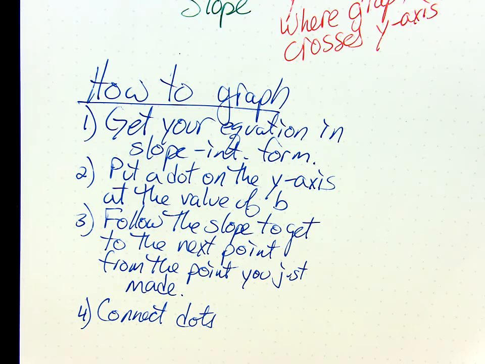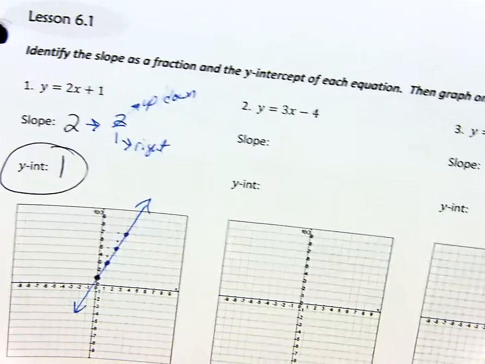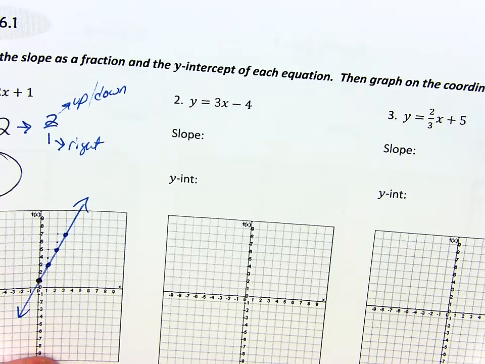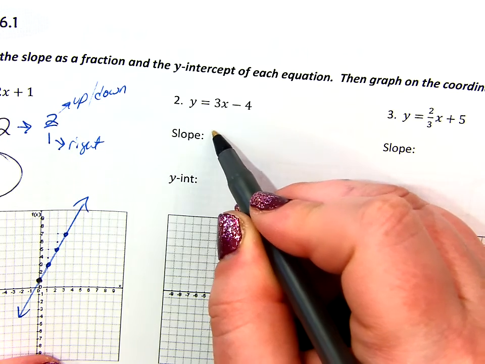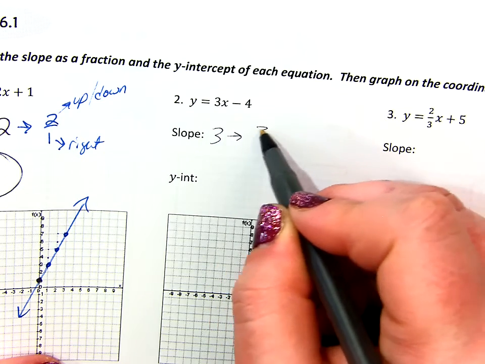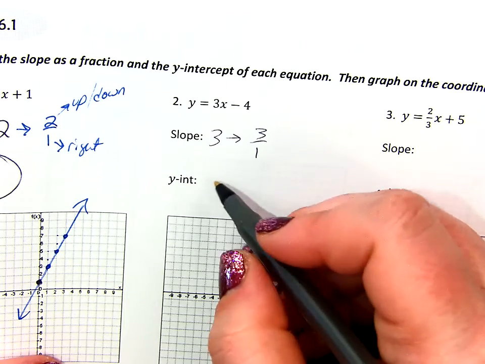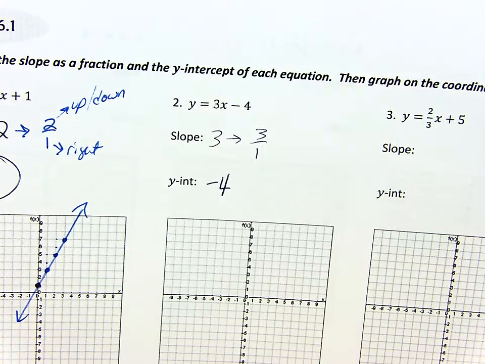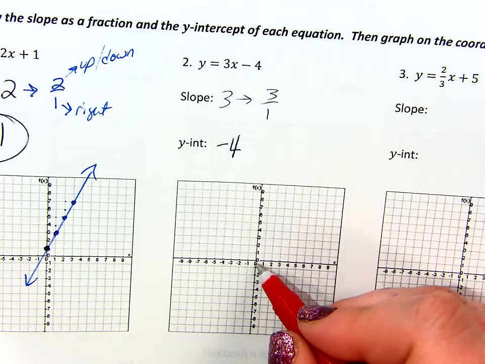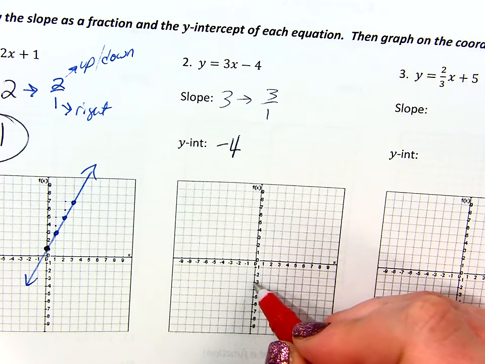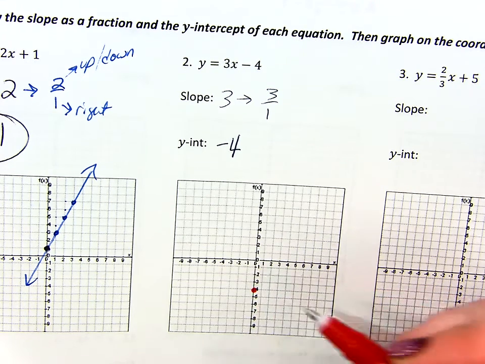Okay, so let's try number 2. You've got y equals 3x minus 4. So what's the slope in this case? Careful. Your slope is 3, so I'm going to write that as 3/1. And then what's the y-intercept? -4. So when I go to graph this, where do you start? The y-axis. So I'm actually going to go down 4. 1, 2, 3, 4. And I put a dot there.